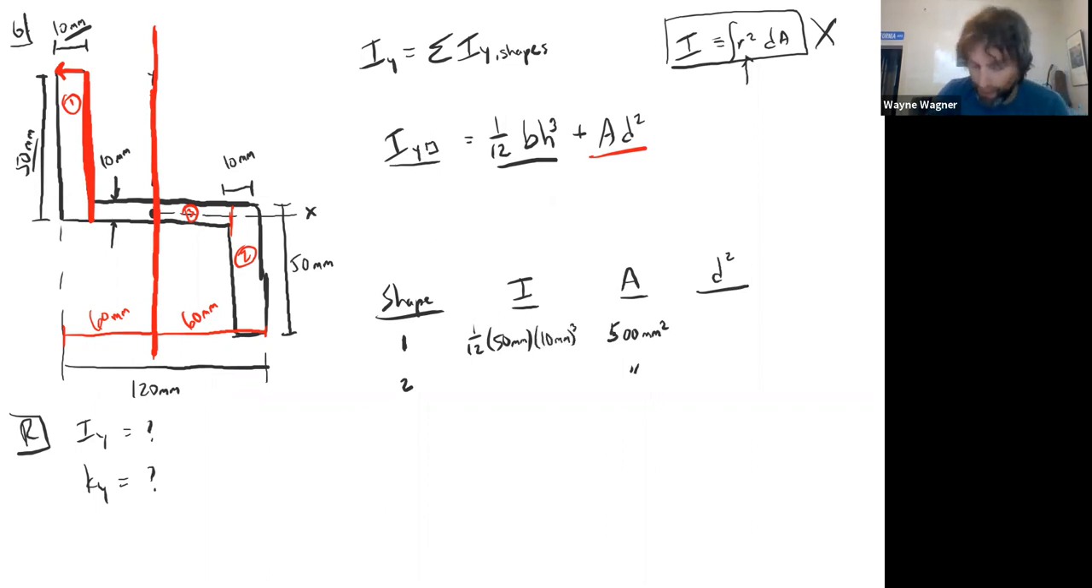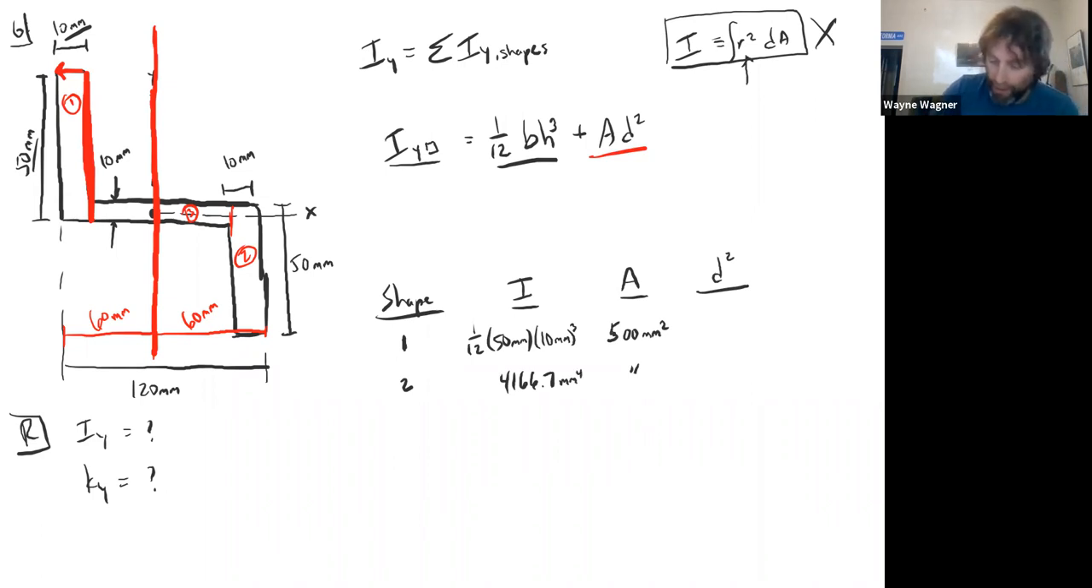I'm actually just going to go ahead and plug that into my calculator here. So it's 50 times 1,000 divided by 12, which is 4166.7, and that's millimeters to the fourth.